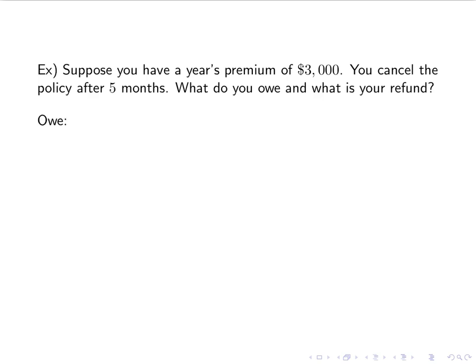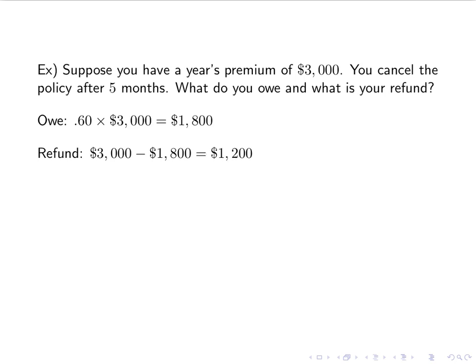So I go to my table, the business owner is canceling, which is you. So I go to the 5 months, and that is 60%. So I find 60% of my year's premium, which is $3,000, and that's $1,800. So of that $3,000 that I, in theory, already paid, I only owe $1,800. My refund is the difference. So I get a refund of $1,200.